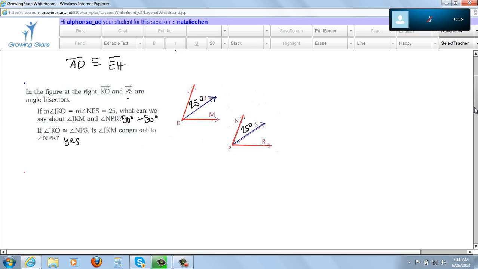Next one, alternate interior angle theorem. What is the difference between postulate and theorem? A postulate means a rule accepted without any proof.